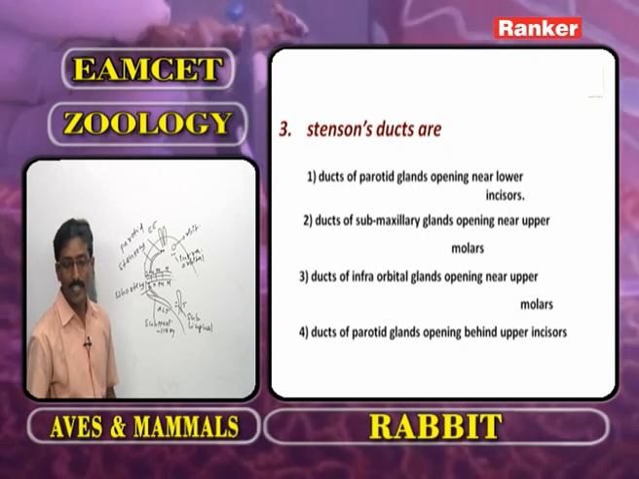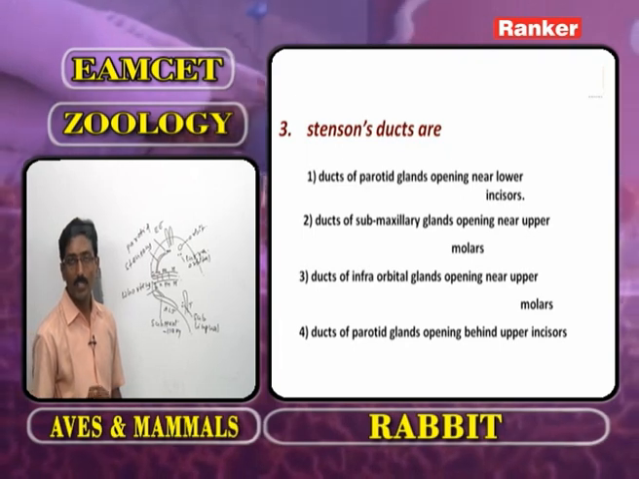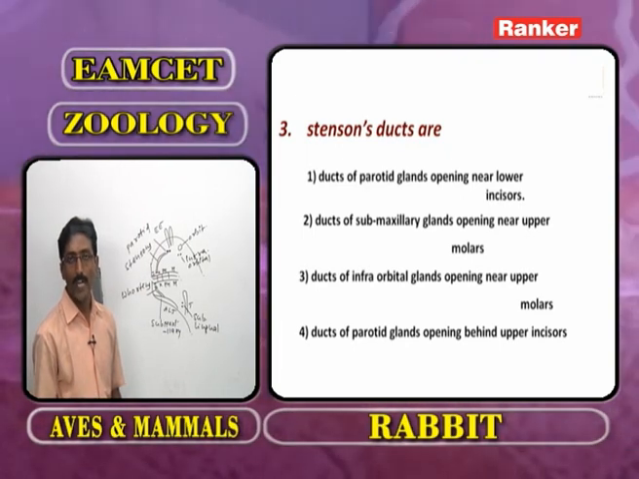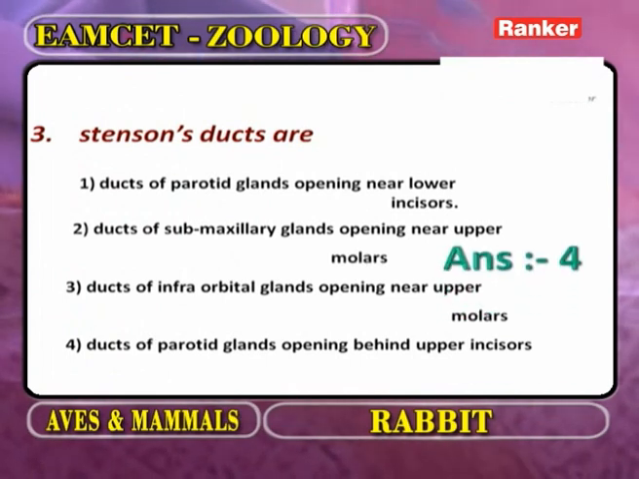Now here what is the correct answer? The ducts of parotid glands opening behind upper incisors. So the correct answer is the fourth option. Now we go for the next question.